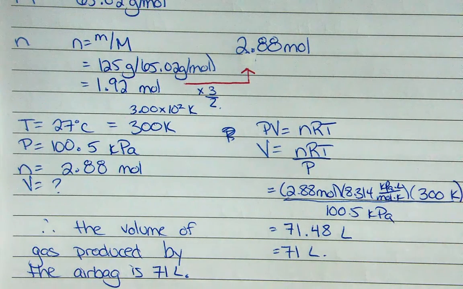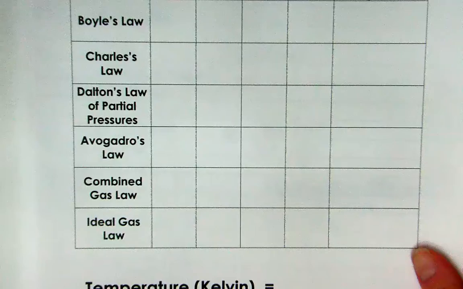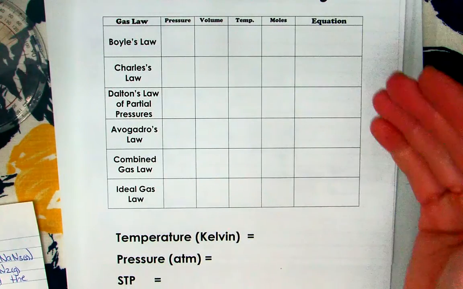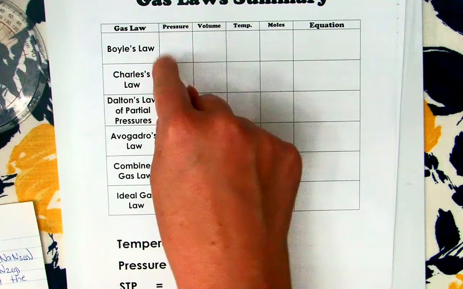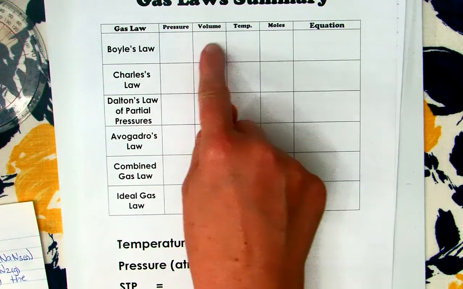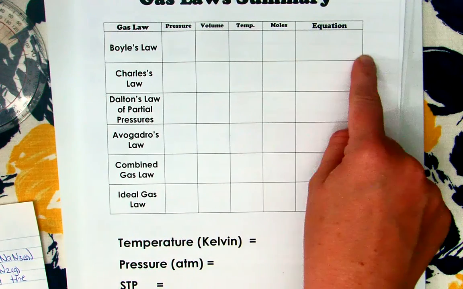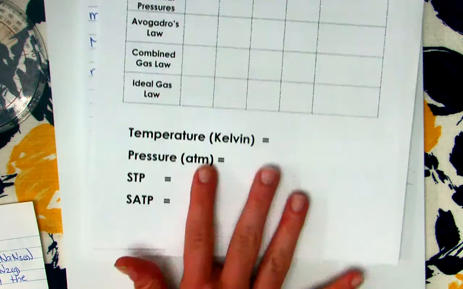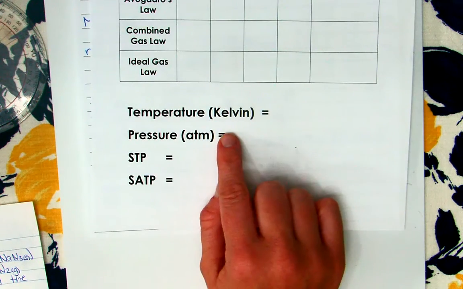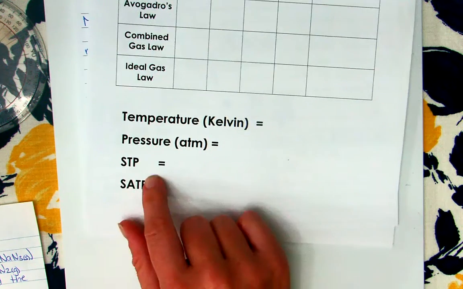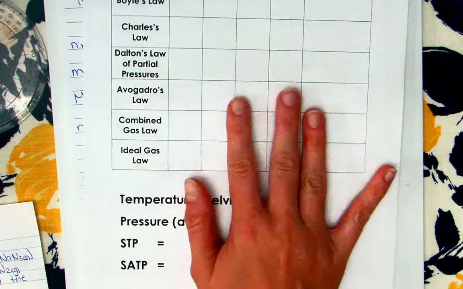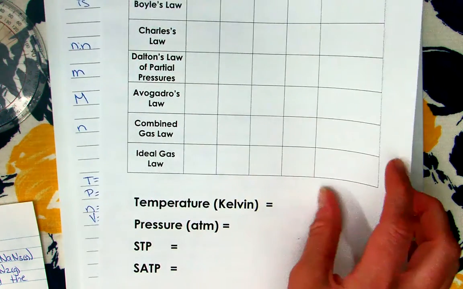So that's a Word document that I've posted in our content. It looks like this. So you can actually just sort out which of these you're using. So check off whether you're using pressure, volume, temperature, or moles, what the equation is. You can look at your reference for Kelvin, how to convert pressures in atmosphere, what STP is, what SATP is. Use this as a reference sheet while you're doing your quiz next week.